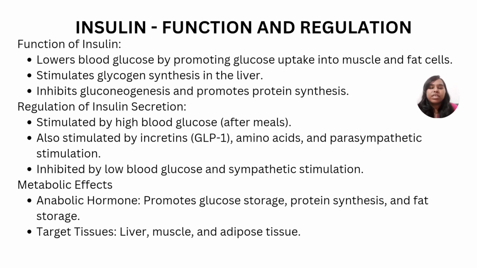Beta cell, insulin, its functions and regulation. First, the function. It lowers the blood glucose by promoting glucose uptake into muscles and fat cells. Stimulates glycogen synthesis in the liver, inhibits gluconeogenesis and promotes protein synthesis. Regulation of insulin secretion: it is stimulated by high glucose after meals, also stimulated by incretins like GLP-1, amino acids, and parasympathetic stimulation. Inhibited by low blood glucose and sympathetic stimulation. Metabolic effects: the anabolic hormone promotes glucose storage, protein synthesis, and fat storage. Target tissues are liver, muscle, and adipose tissue.